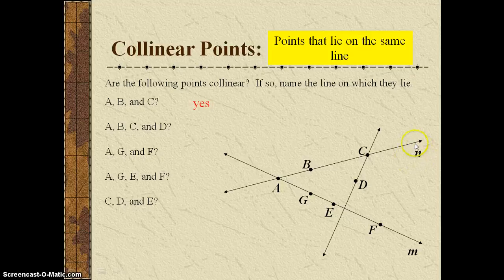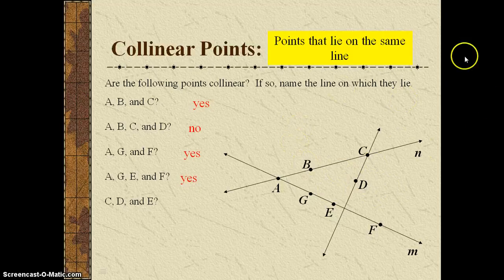See this lowercase n right here? I could also call it line AB. Next we have A, B, C, and D. These are not all on the same line because D is on a different line, so the answer would be no. A, G, and F are all on the same line. We could call it line M, or you could call it line GF, just name 2 points. A, G, E, and F are all on the same line as well. Again, you could call it line M or pick 2 points. And then C, D, and E. That would be no because E is on a different line.